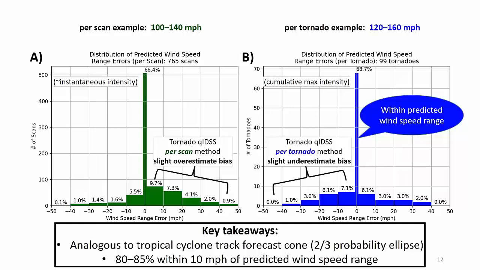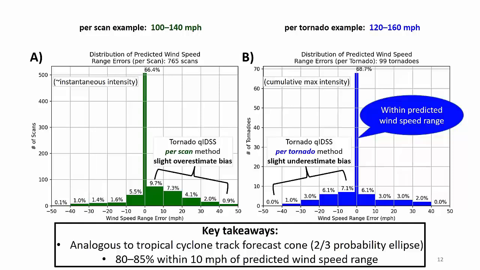So with this per tornado example of adding in a time component, you get a damage wind speed range of 120 to 160. So again, if it fell within that wind speed range, you'd have a 0 mile an hour error. And based on our data set of 99 tornadoes, we found that some of them had a slight underestimate bias, but again, the majority of them fell within that wind speed range.